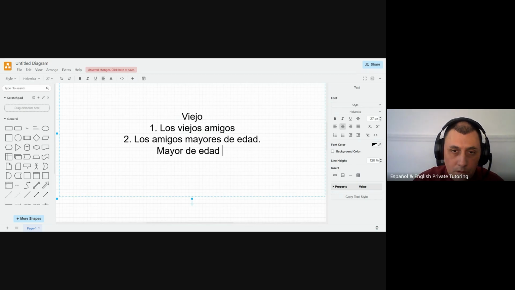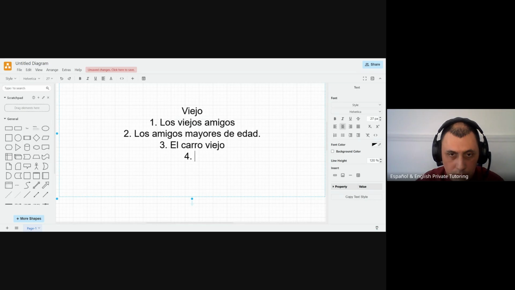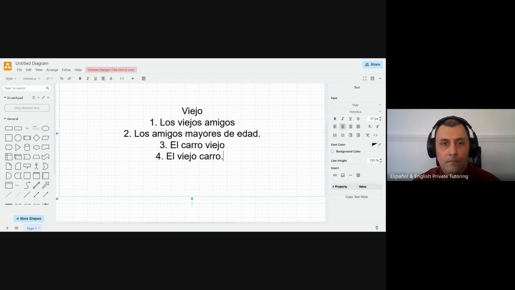Now, I'm going to give you another example here. El carro viejo. El viejo. El carro viejo means the old car.